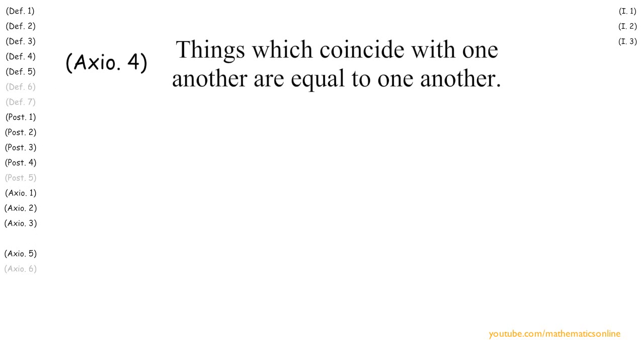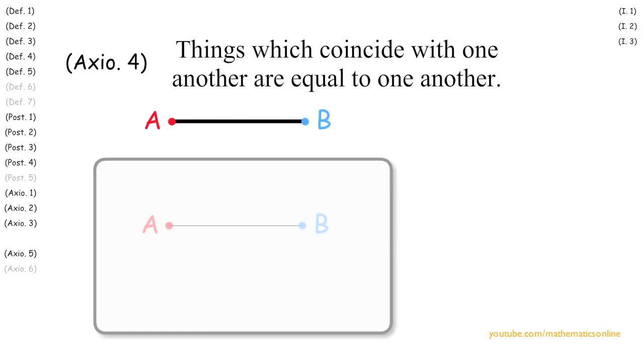First, we begin by explaining axiom 4, which says things which coincide with one another are equal to one another. Now, to explain this, suppose we have line AB. And imagine we have a palette that holds the components of line AB. From inside the palette, we can move point A, and as a result, line AB changes. Moving point B also changes line AB.